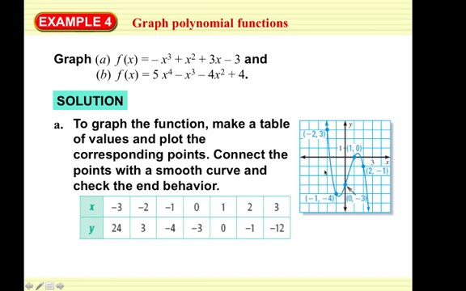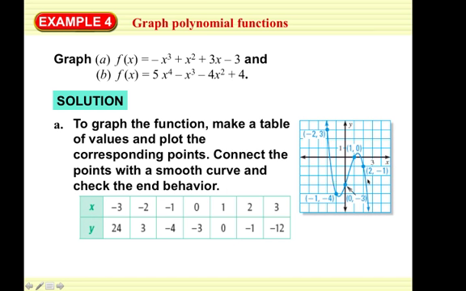And so what you do is you plot these points. -3, 24 would be way over here, so if it's a crazy point like that, you don't worry about it so much. But here's our -2, 3, -1, -4, 0, -3, 1, 0, 2, -1. And you just sketch what you've got here.